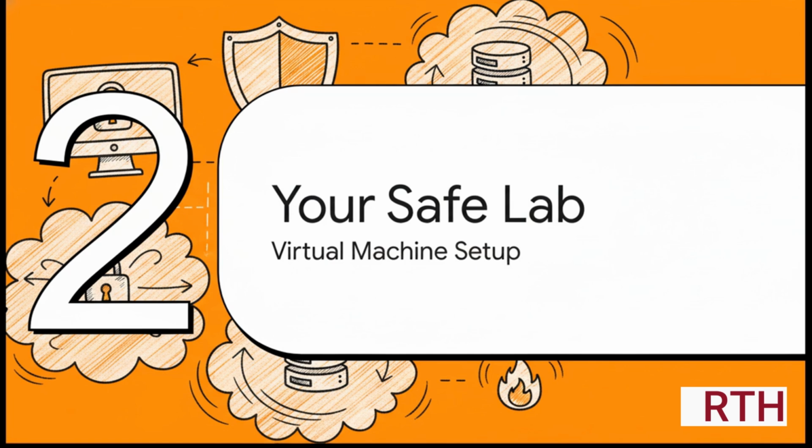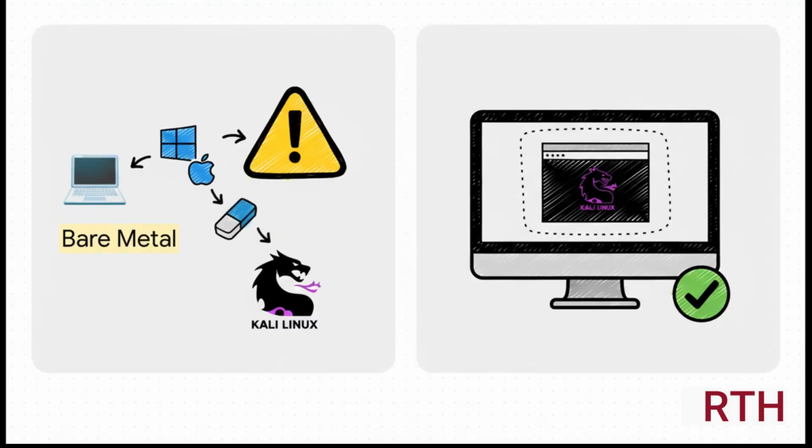Okay, so we know what it is. Now let's actually build ourselves a safe lab to play around in. And the key word here is safe. We're going to set this up so it doesn't touch or mess with your main computer at all. You've really got two paths you can take. Bare metal is the hardcore option. You'd wipe your entire machine and install Kali as the only operating system. I do not recommend that for beginners.